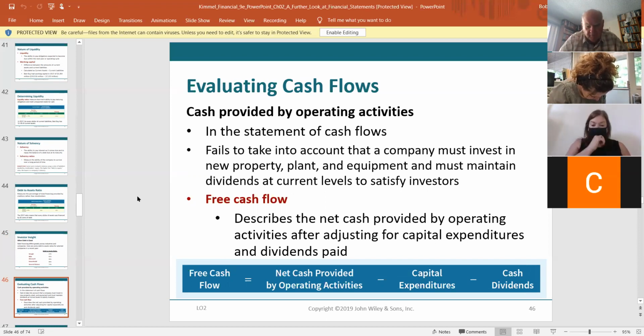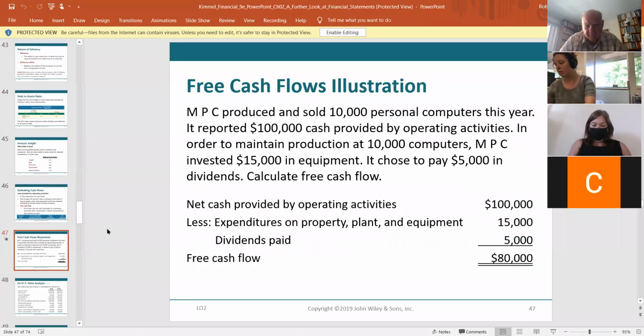So let's see what we have here. We're going to have a formula that says free cash flow equals net cash provided by operating activities. And you would get that number right off your cash flow statement. We're going to subtract capital expenditures and we're going to subtract cash dividends. We're taking those out because those are things that we do want to take care of with the operating cash, and we want to see how much cash we have free after that.